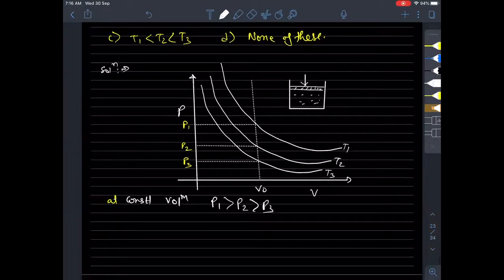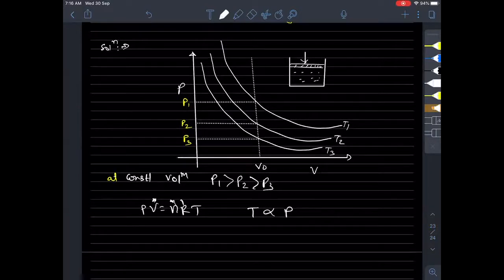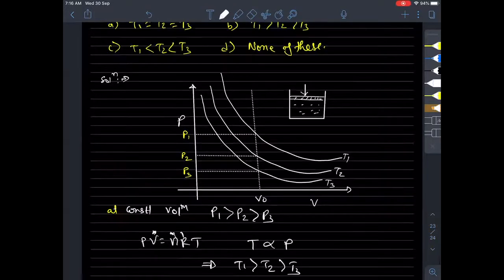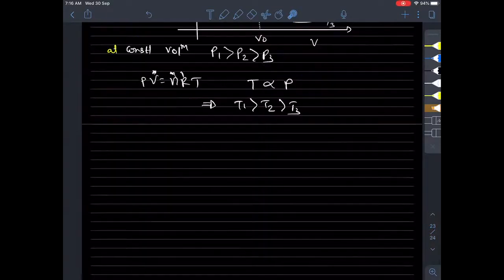So if it is like that, can't we figure out that PV is equal to nRT at constant volume, and mole is also constant, temperature proportional to P. So higher the pressure for a particular isotherm, higher will be the temperature. So this implies that T1 greater than T2 greater than T3. That's how you are supposed to think. Three different isotherms. So it will be B only.